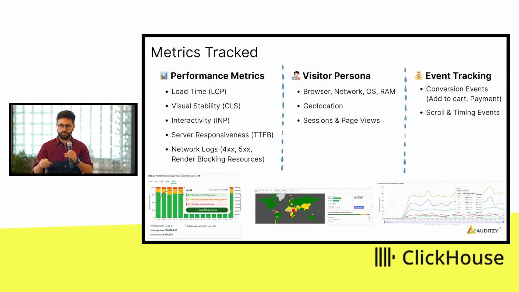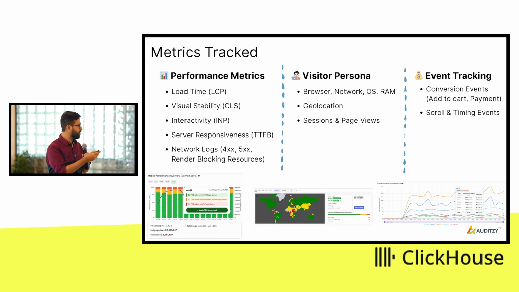Now that we've gotten a broader idea about what Auditzy is, let me zoom into the kind of data that we track. I've divided the data that we track into three broader buckets here. In the first, we track performance related metrics like load time, how fast your website loads, that comes under the LCP, largest contentful paint. Visual stability, to understand if your website is stable enough or doesn't have unexpected layout shift, that comes under the CLS. Interactivity, to measure the latency of the user interaction, for example, a button click or a scroll, right? That comes under the INP.